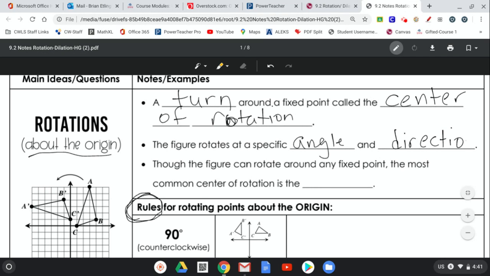So in our case, we're going to use direction. We're going to use clockwise and counterclockwise. Specific angle will be like 90, 180, 270, okay? So you can rotate around any fixed point, but just to start off, the most common center of rotation is the origin, okay, which is the point 0, 0. So that is where we're going to be rotating first, okay?